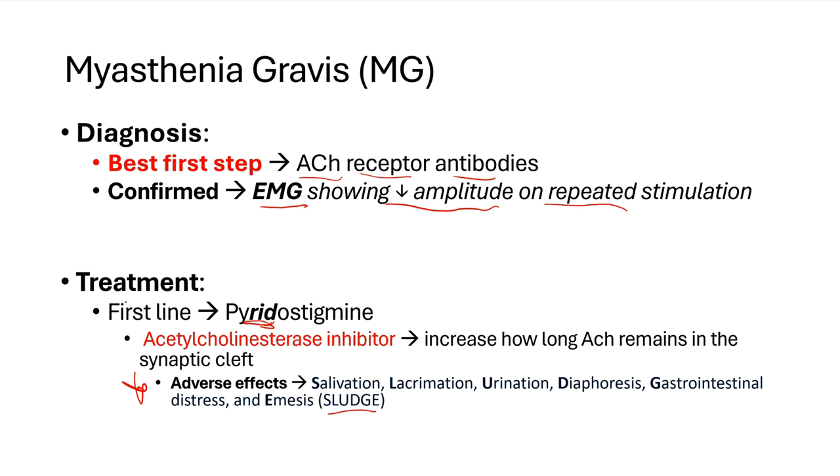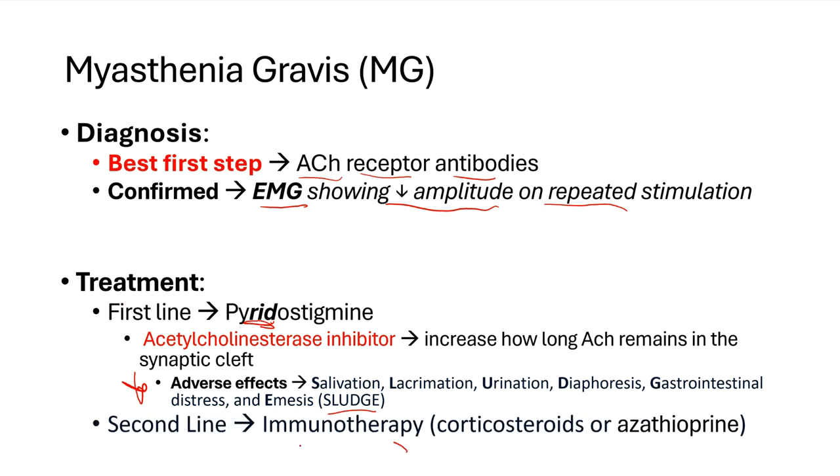Now, if pyridostigmine does not help, then there are second line agents, typically immunotherapy agents. This will be either corticosteroids or azathioprine. This is used in MG because the disease is caused by an autoimmune attack, most commonly on that acetylcholine receptor, sometimes MuSK as well. Immunotherapy works by suppressing or modulating the immune system, reducing autoantibody production, decreasing inflammation, preventing further destruction of the NMJ. Thus, typically we start with pyridostigmine to get rid of MG, but if that does not work, then we can try immunotherapy as well.